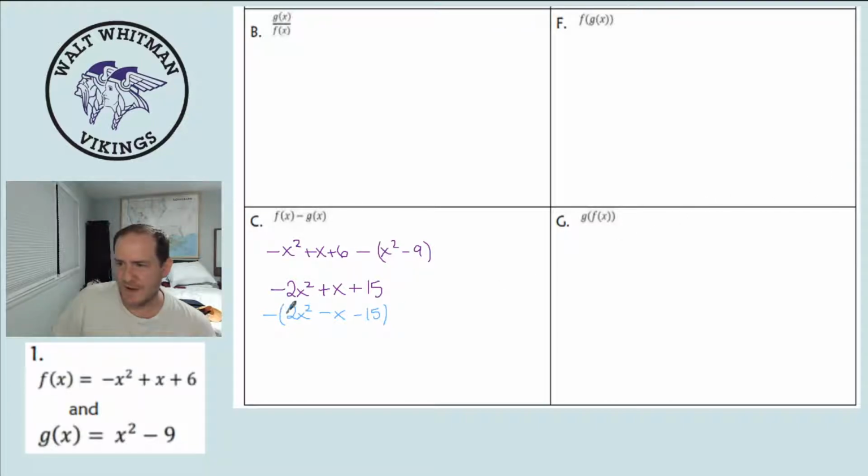Now that we've got a leading coefficient of 2, you know you've got to multiply. So 2 times negative 15 is negative 30, and we're looking for factors that add up to negative 1. That's 5 and 6, so we are factorable. We're going to go with a positive 5 and a negative 6. Again, you guys have seen me factor like this before.